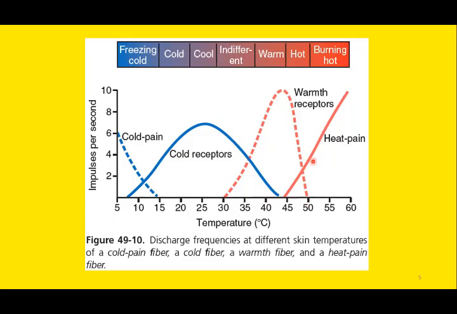Now the sensation of heat pain has started. This is the extreme sensation, burning hot sensation, and the sensations are carried by different types of receptors. Now, as we have discussed, there is overlapping between thermoreceptors and pain receptors. Beyond 50 degrees centigrade, there is contribution by the nociceptors as well.